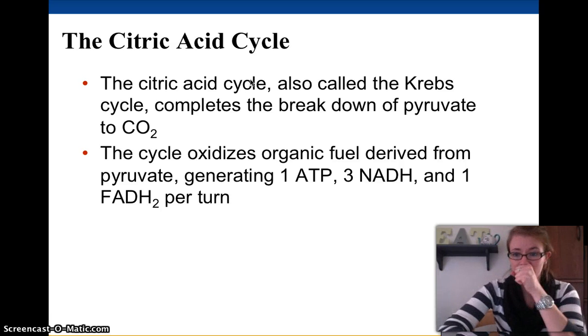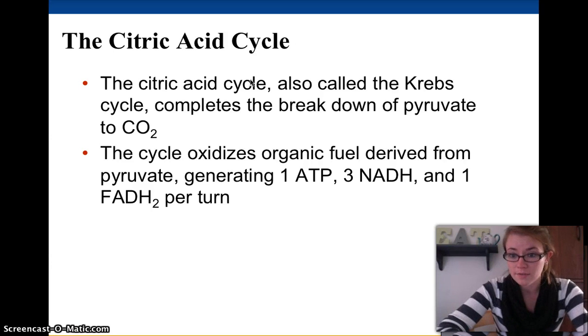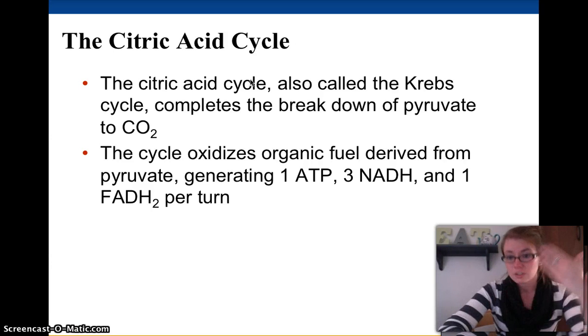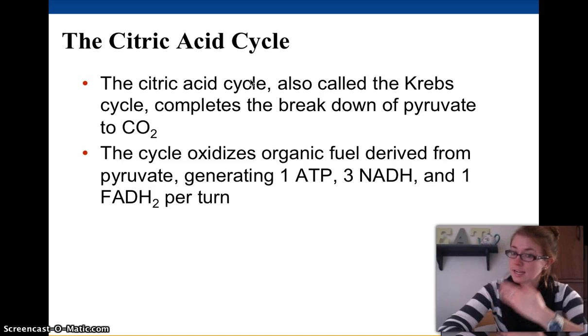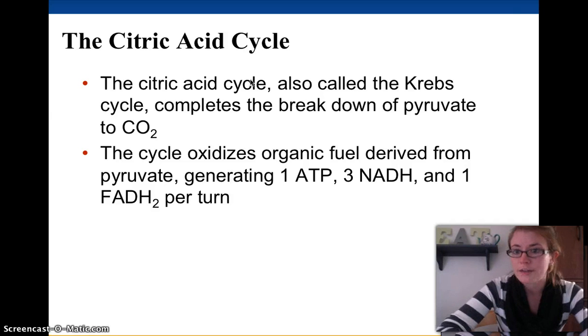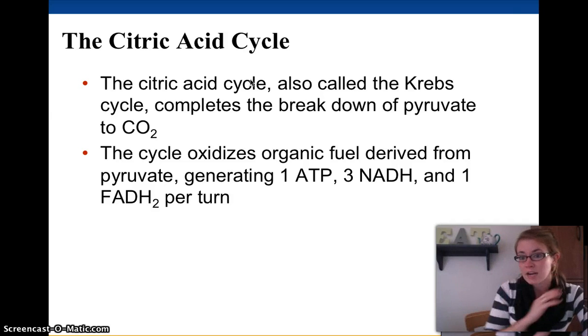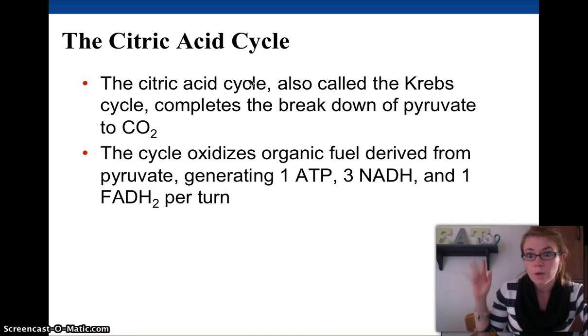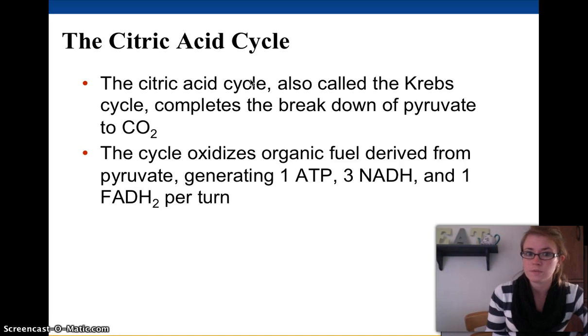And the cycle is going to keep oxidizing our organic fuel. So we already oxidized glucose to pyruvate. We oxidized pyruvate to acetyl-CoA, and we're just going to keep oxidizing, keep stealing their electrons, because the electrons are going to be carried to the electron transport chain, where we can get so much more ATP out of them via oxidative phosphorylation instead of just substrate level phosphorylation.